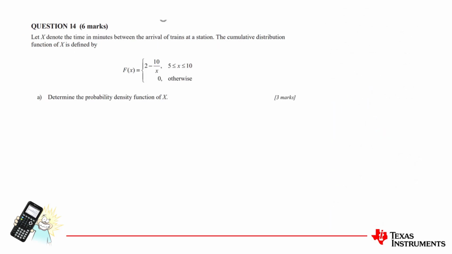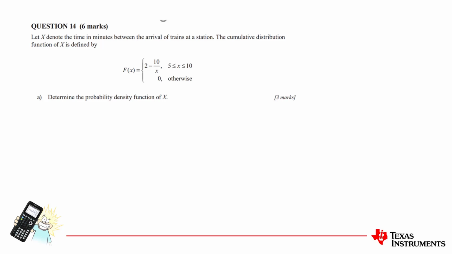Question 14. This is looking at a cumulative distribution function. So we've got f of x equals 2 minus 10 over x between the values 5 and 10. So we want to determine our probability density function. In order to determine our probability density function, we're looking at the derivative of that cumulative distribution function. So we don't need to do anything with the 0, that can stay as 0 otherwise.